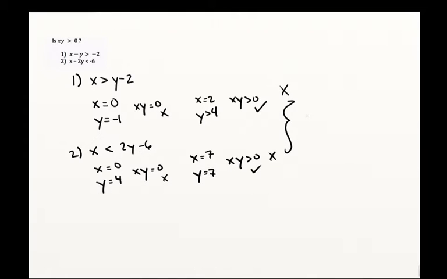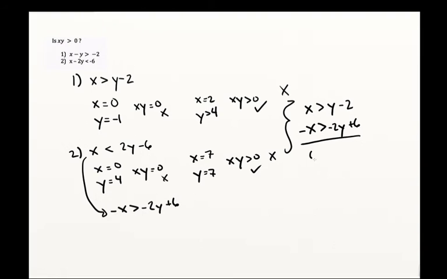If we put the two statements together, notice how I've phrased them. X is greater than y minus 2. And this one, because I've got x less than 2y minus 6, I need to make that sign the same. So it would be better to put minus x is greater than minus 2y plus 6. And then I can just stack these on top of each other and add once the sign here is the same. So that's minus 2y plus 6.